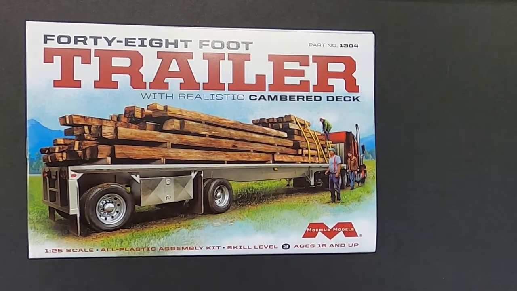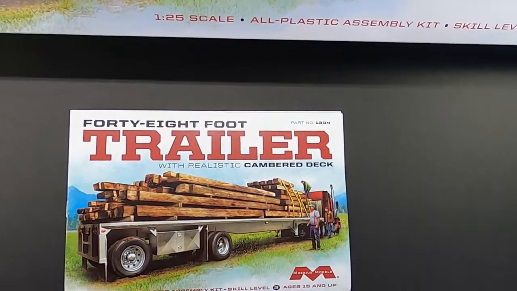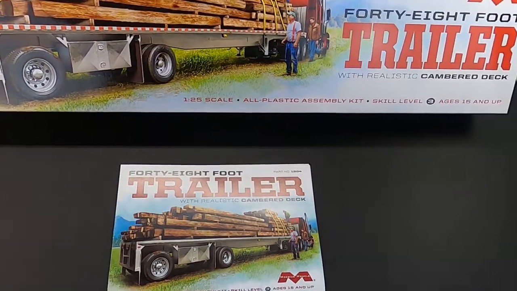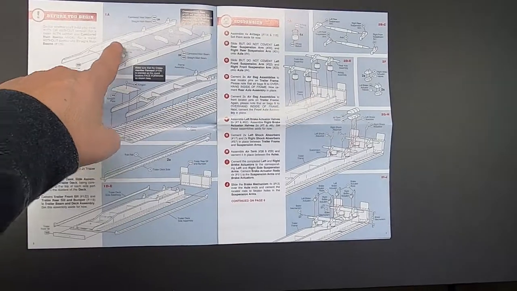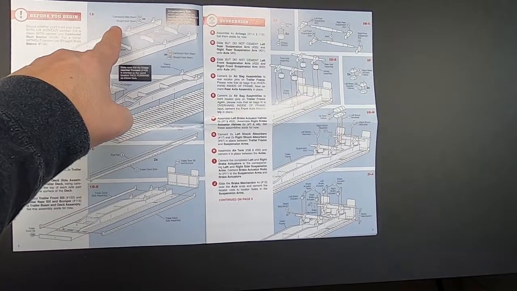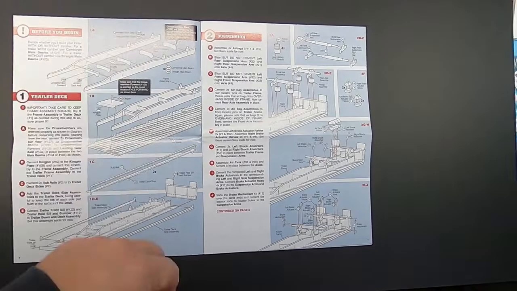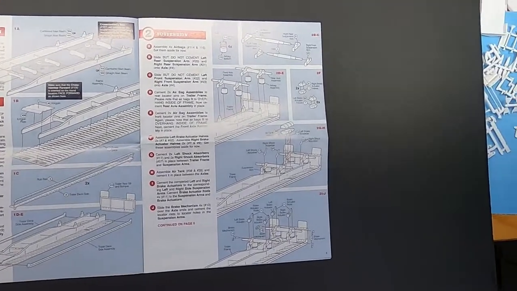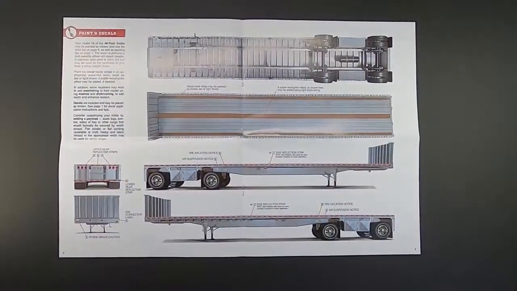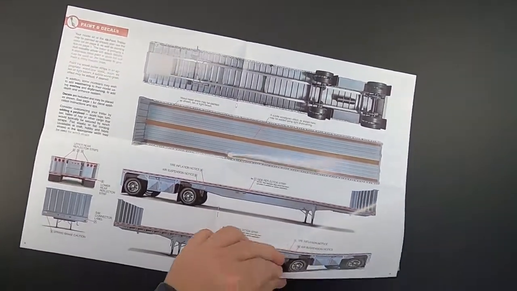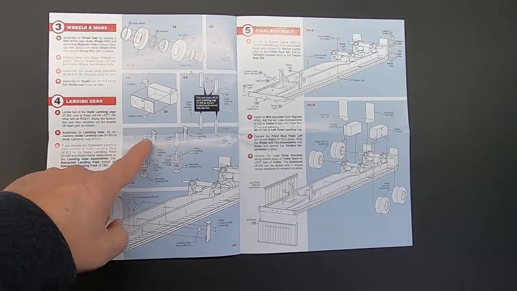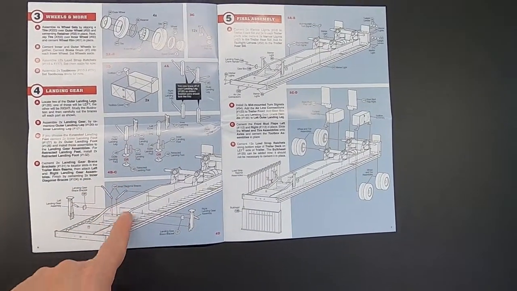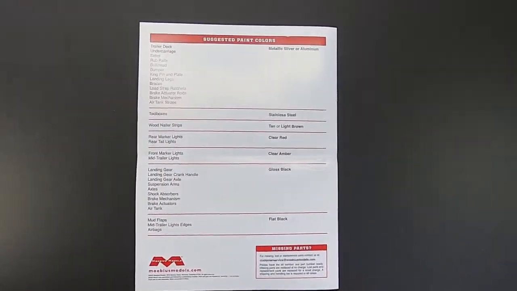And I'm back at home, so we can look at a few instructions now and see what those look like. Instructions start off by you have to choose which frame rails you want, the cambered or the straight. Goes with the suspension, shows what it looks like finished. Tires, wheels, toolboxes, landing gear, and color callouts.